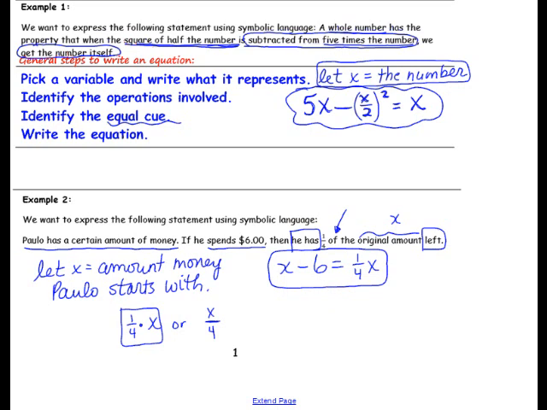Is there another form that we could write it in? What do you think about this equation? x is equal to 1/4 x plus 6. Pause the video and think about if that would be an equivalent equation.